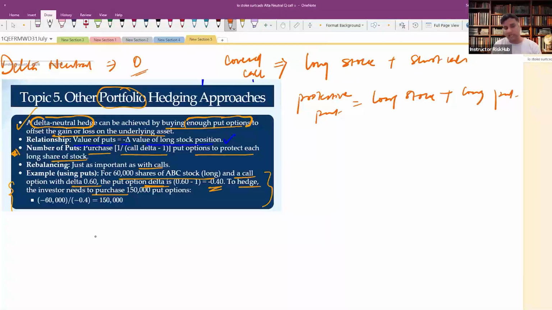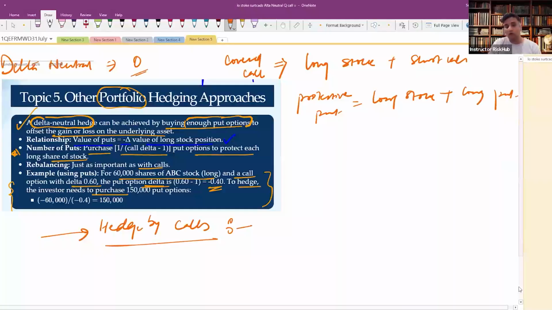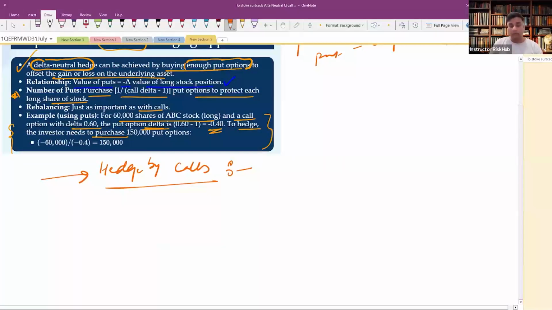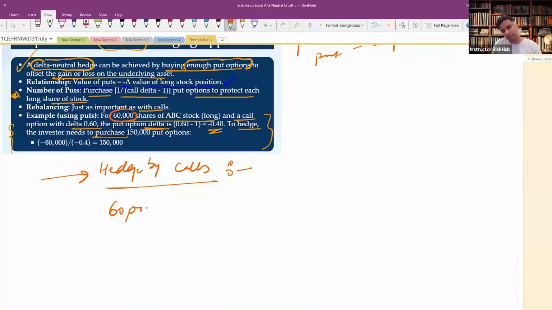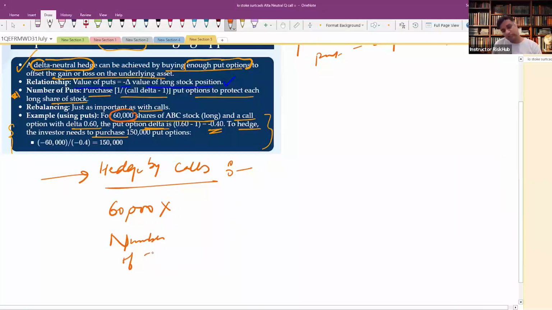This question, let's say I solve it both ways. Let's hedge it by calls. I'm solving two examples simultaneously to make you understand. Let's say I want to hedge by calls. My portfolio is what, guys? My portfolio is 60,000 shares. Delta of a share position. Delta of a share is what, guys? What's the delta of a share? What's the delta of shares?